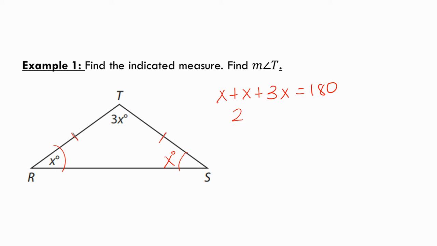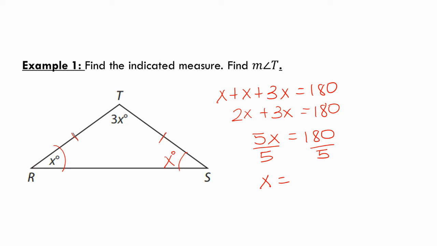So X plus X is 2X, plus 3X, I can add all those together at once. I would get 5X equals 180. And then I'm going to divide both sides by 5. Again, that's a baby step that hopefully you guys are getting better at removing. 5 goes into 180, let's see, that would be 36 times, I believe. Yeah, okay. So X is 36 degrees.